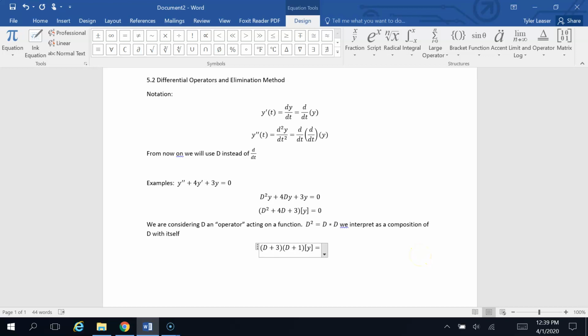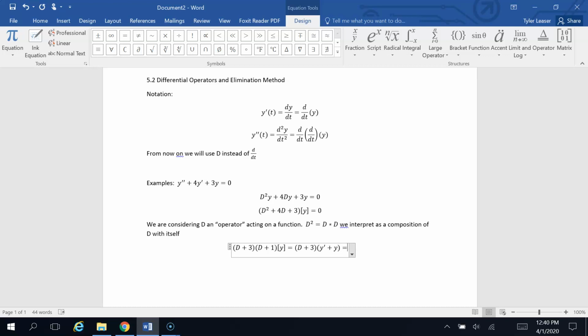So before we get to the final answer and the shortcut way of doing it, let's do it the long way. The long way of doing it would first operate D plus 1 onto y. If I do the operation here, D onto y would just give us y prime, and then 1 on the y would just give us y.